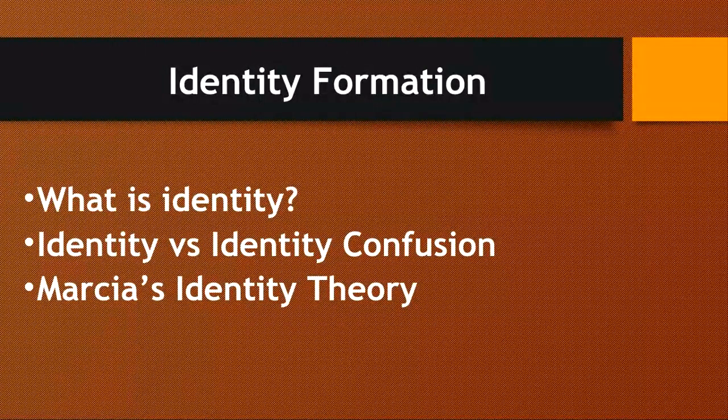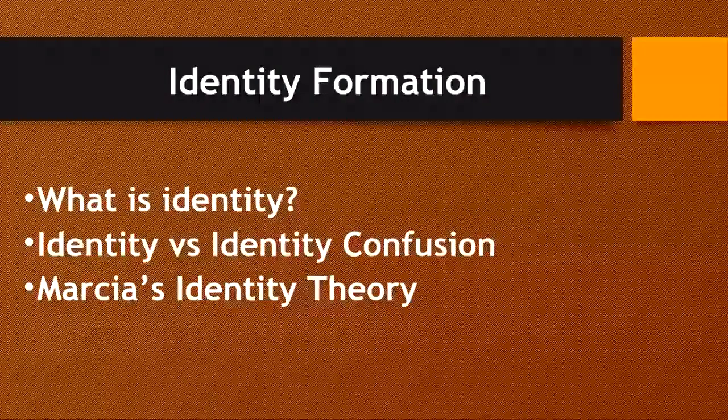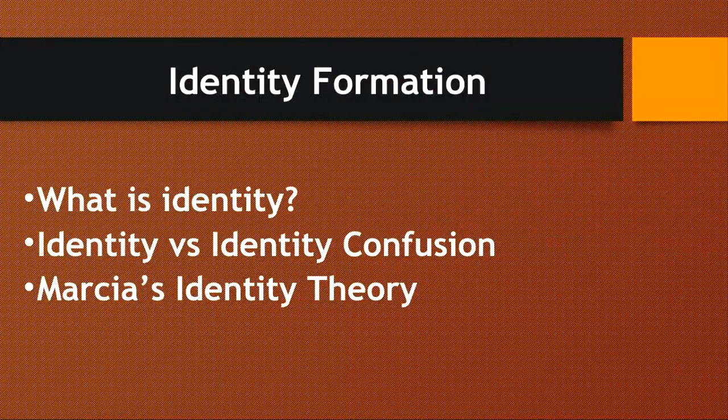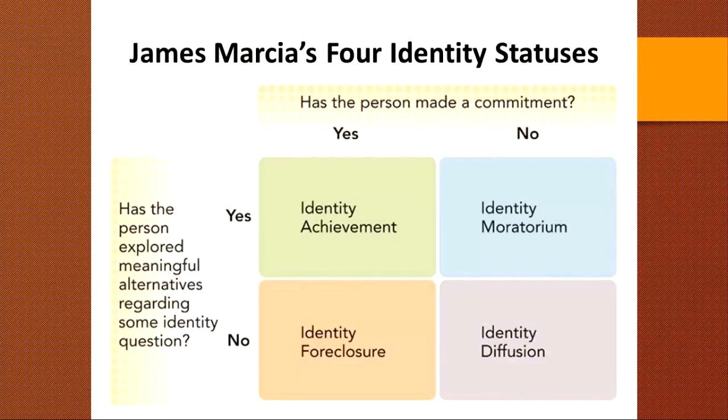So there's another theory, which is Marcia's identity theory. This theory breaks Erikson's identity crisis into four statuses. So here's the chart from your textbook. The four statuses are here, and these are an easy way to remember it. Has the person made a commitment, yes or no? And has the person explored meaningful alternatives regarding some identity question, yes or no? I'll go over these really quickly.